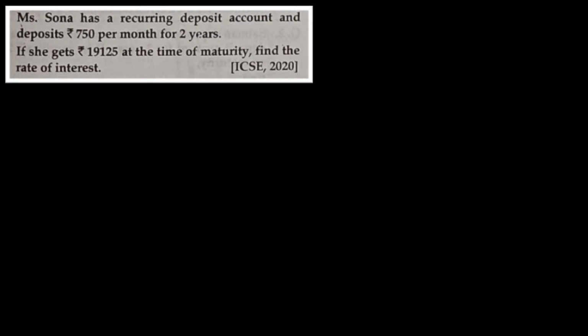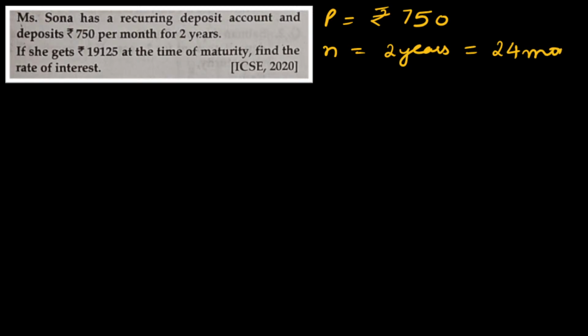Let's see what is given to us. Miss Sona has a deposit account and deposits rupees 750 per month for 2 years. So every month the amount which is deposited, that is P. P is given to us as 750 for 2 years, so N is equal to 2 years. 2 years we can write in months: it is 24 months.